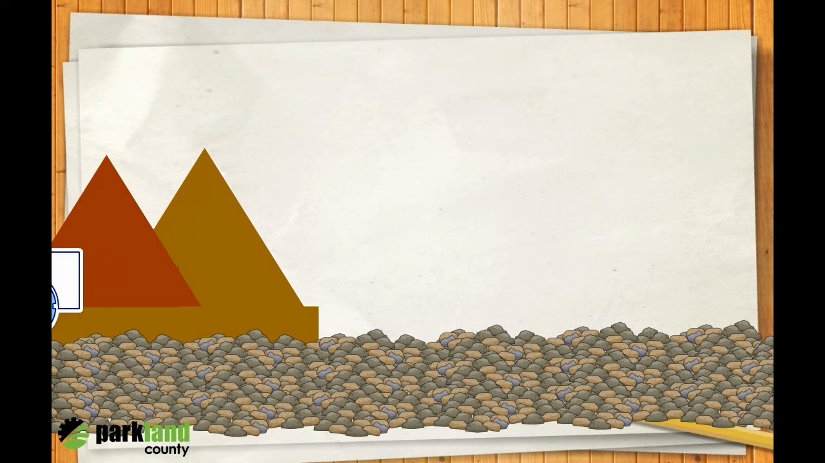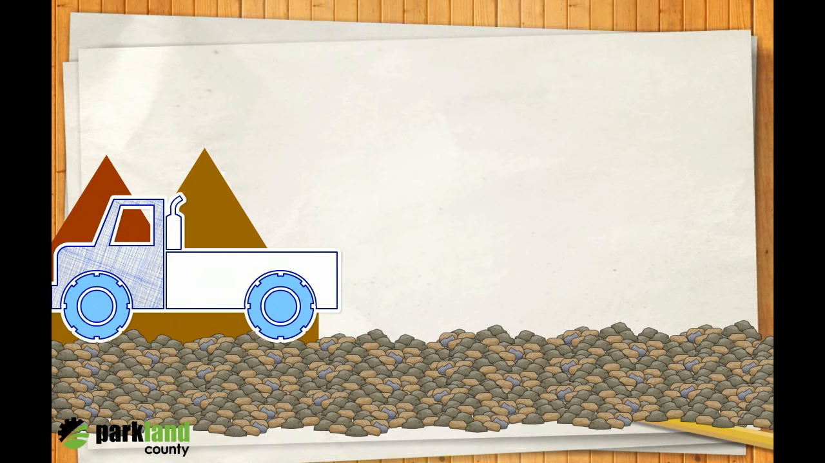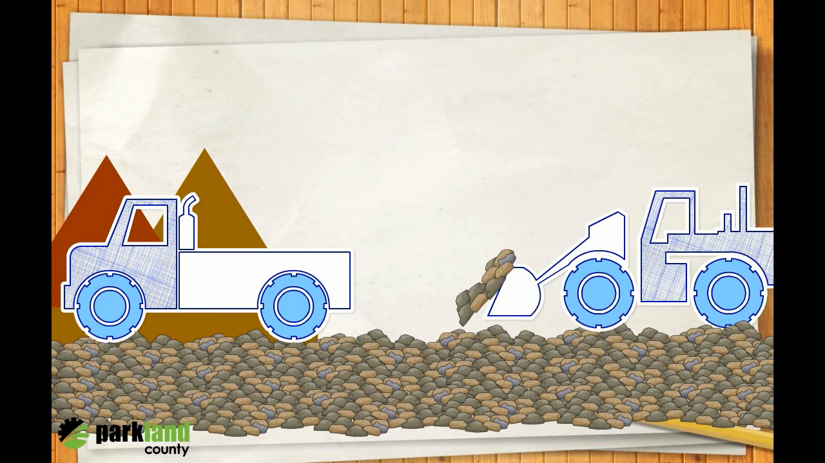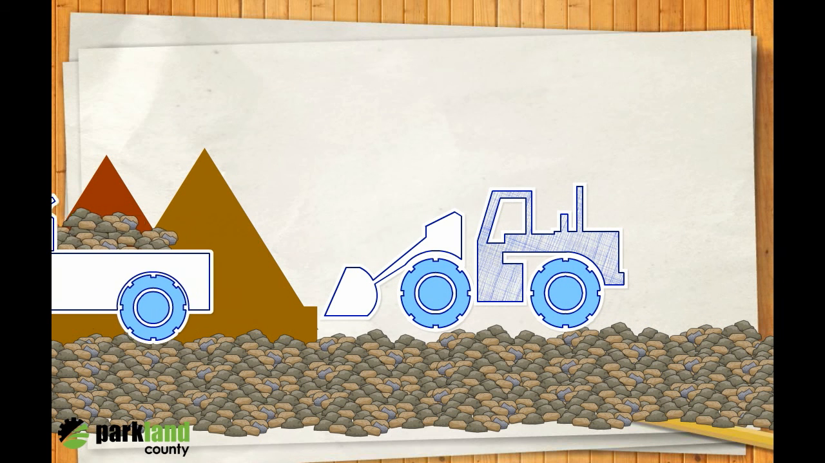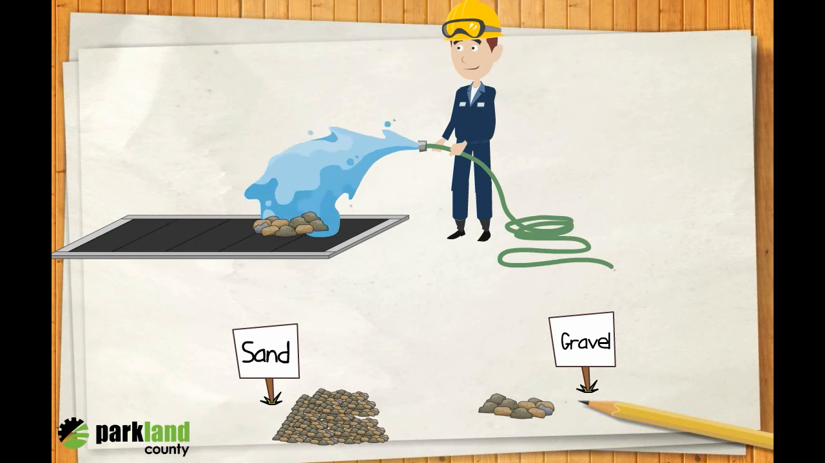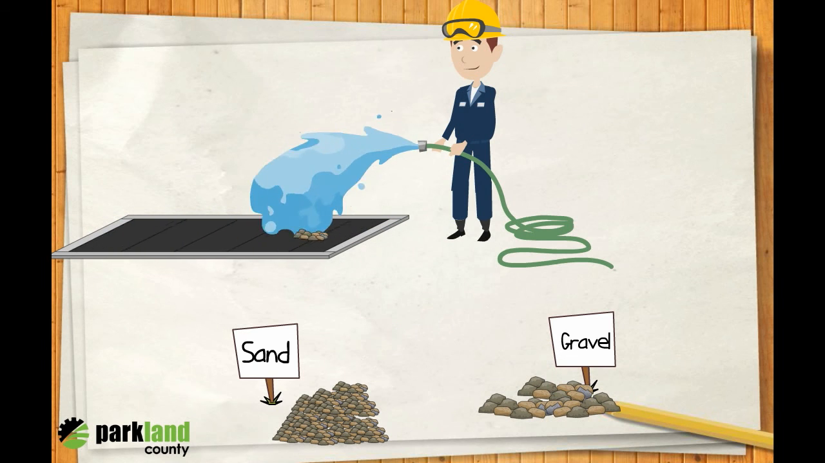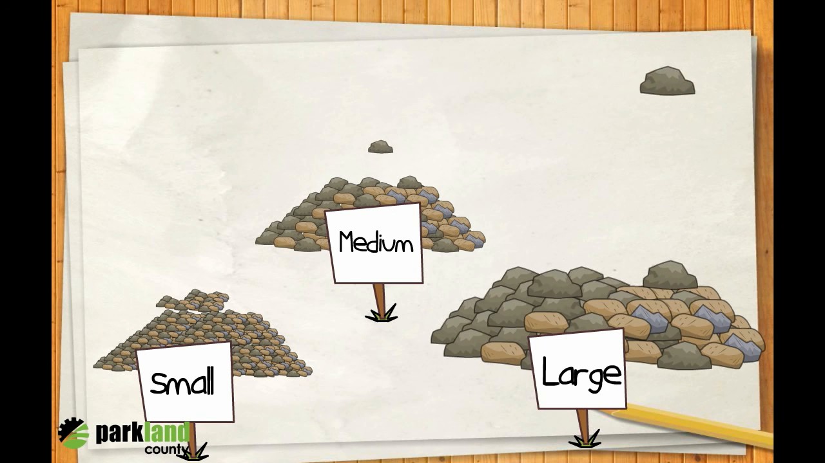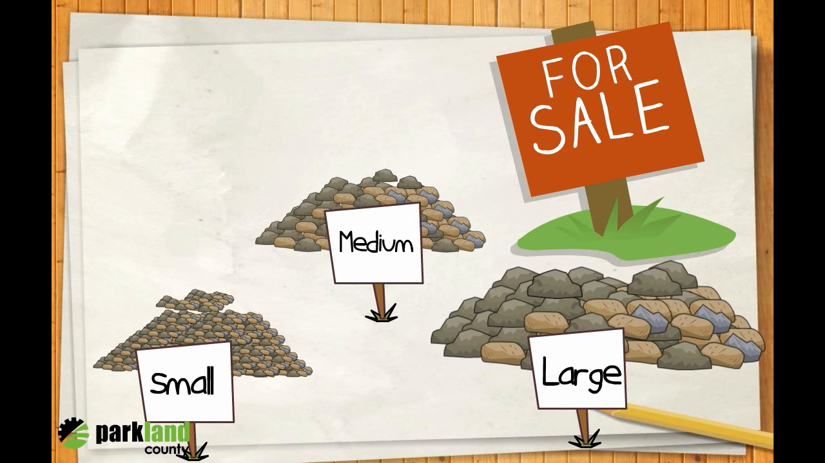Once the aggregate is uncovered and removed from the ground, it goes to the processing plant by truck or conveyor. There, the aggregate is washed to remove unwanted clay and to separate the sand from the gravel. The aggregate then passes over a series of screens that sift the materials into different sizes. After the aggregate is screened, it is stored in stockpiles according to the size. At this point, it is ready to sell.